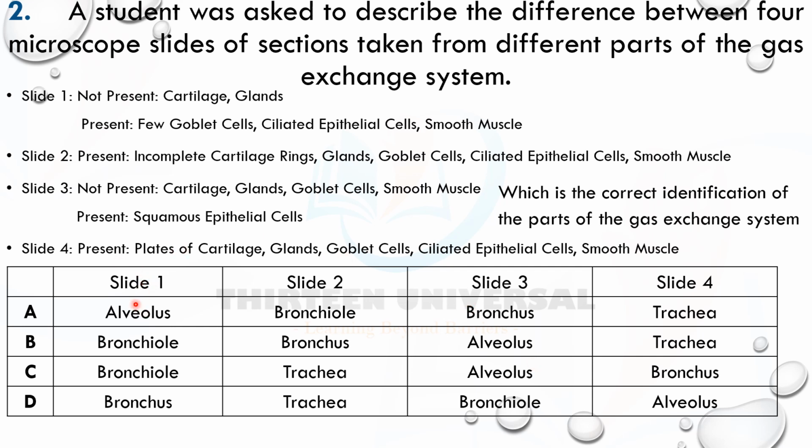So let's go to slide 1. Slide 1 says not present, cartilage, glands. So let's come here. Which of them does not have cartilage? Alveolus does not have cartilage. All right.